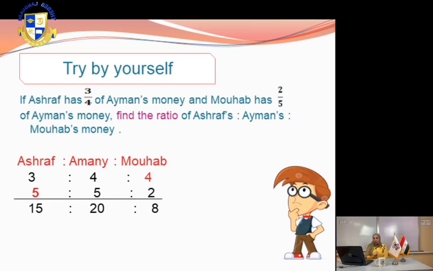Don't mix them. Now I have the complete column, which is Ayman's column. So it will be 4 and 5. Drag 4 and 5. So Muhab will be 4, Ashraf will be 5. Start to multiply from up and down. 3 by 5 is 15, 4 by 5 is 20, 4 by 2 is 8. My last ratio is 15 to 20 to 8.